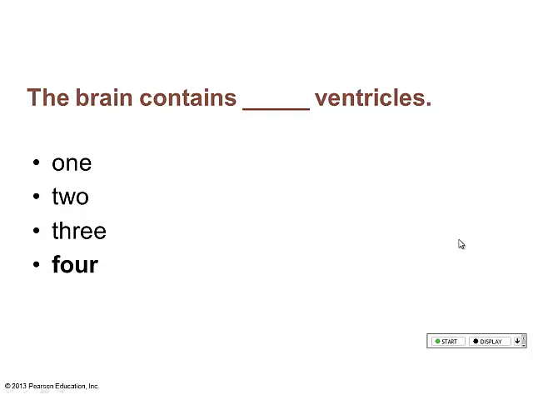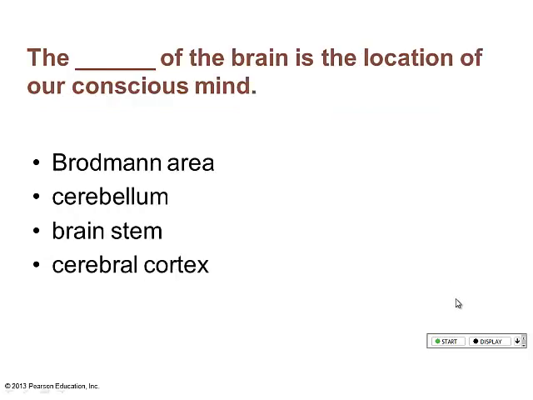You can push your clicker twice, you know. What's going to register is the last thing you push. So if you push it 10 times, the last thing that's going to register is the last button you push. So if you make a mistake and I'm still timing, you can change it. Next, the blank of the brain is the location of our conscious mind.